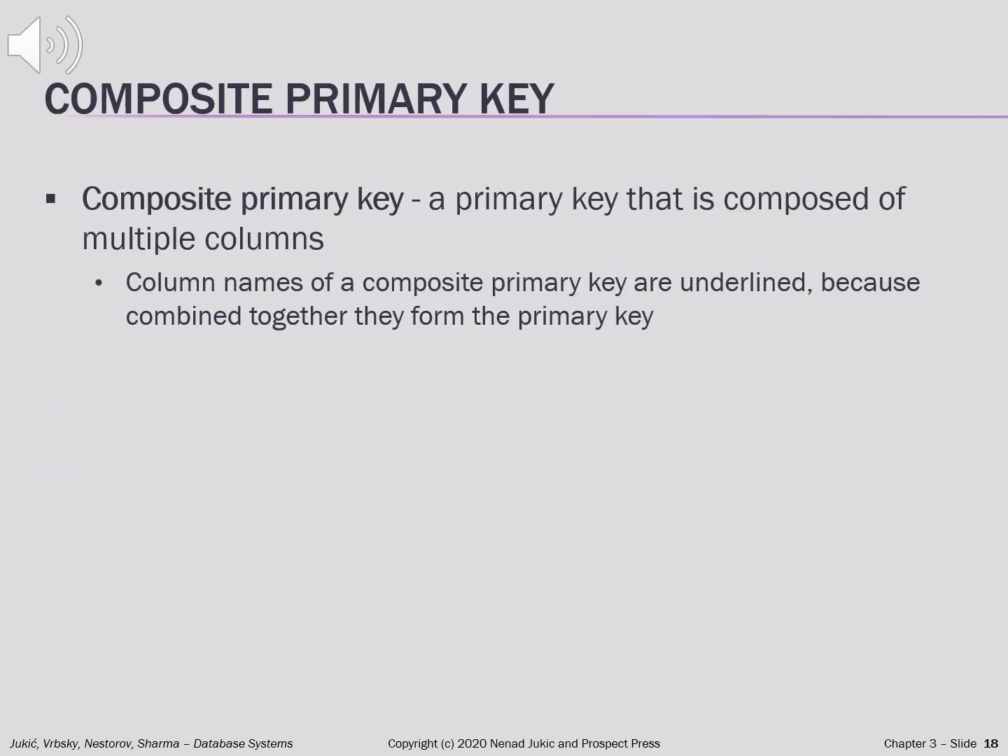A composite primary key is a primary key that is composed of multiple columns. Column names of a composite primary key are underlined because combined together they form the primary key. It is important to note that every relation has only one primary key. Therefore, if more than one column of a relation is underlined, that never indicates more than one primary key. When more than one column of a relation is underlined, the underlined columns form a composite primary key.